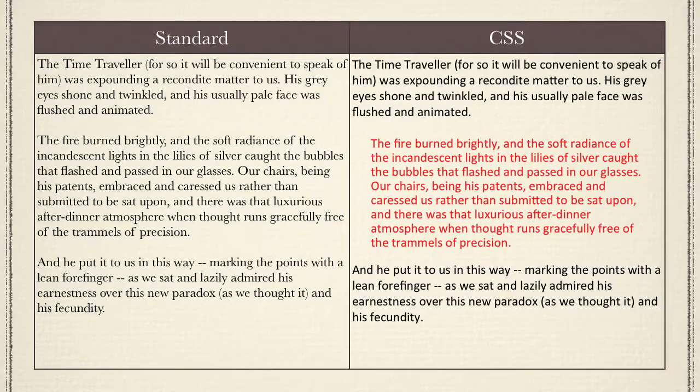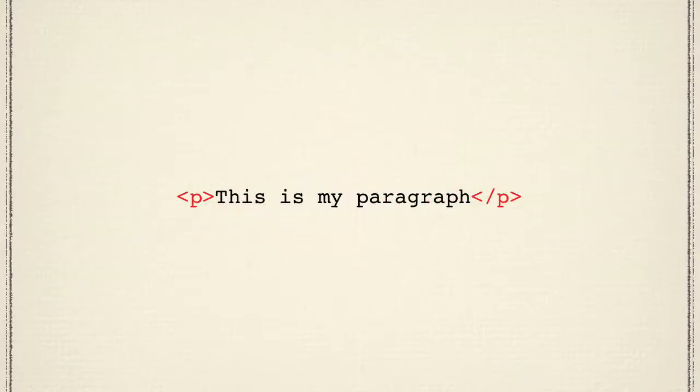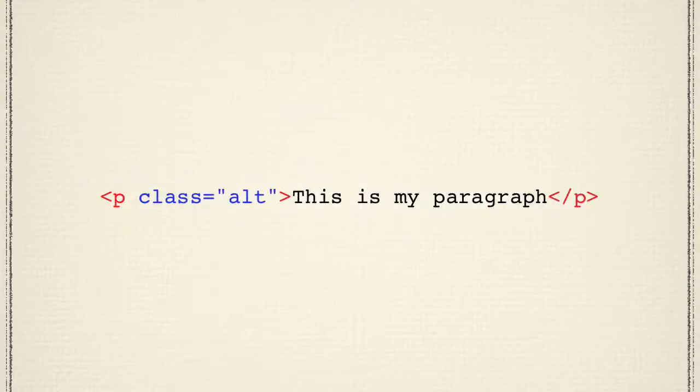If we look at our HTML, we do have to make some changes to our HTML. Instead of having just a regular paragraph like this, we have to add class equals alt, or whatever we want to name the class. Unlike with tags, we get to name our classes anything we like. That class is just another attribute for the tag, and then in the CSS, we could go ahead and make the changes that we want.